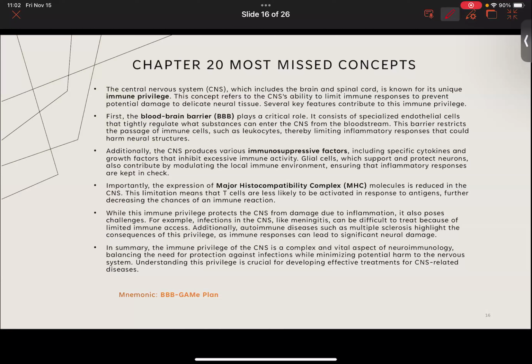The first one is immune privilege and what this means. First, we have the blood-brain barrier. It impedes the traffic of substances across from the bloodstream into the nervous system. And we have our own white blood cells that are going to be doing less inflammatory response work in the actual CNS. These are going to be our microglial cells and our brain macrophages. All right, so we've got those.